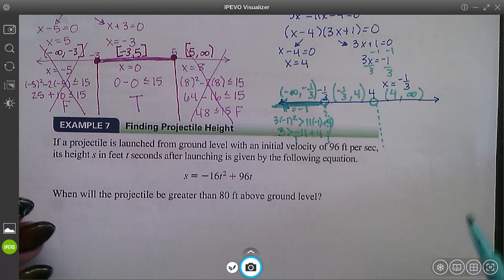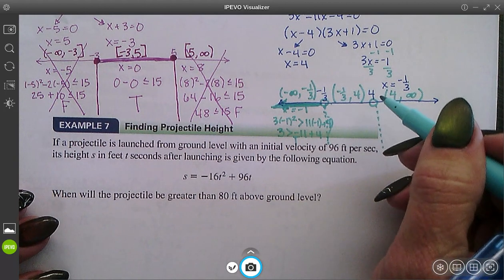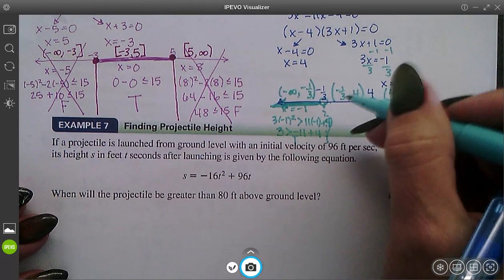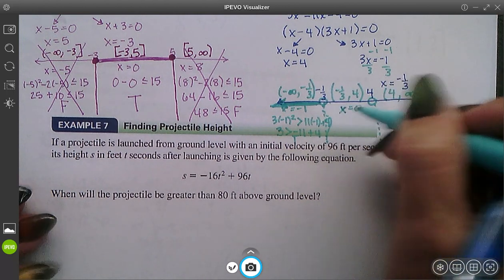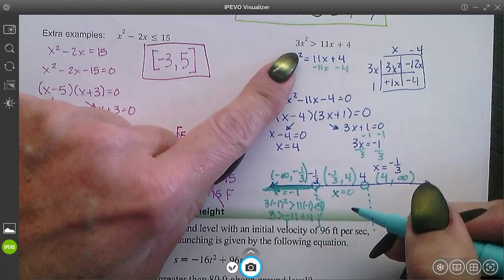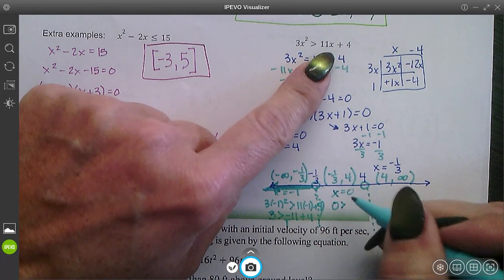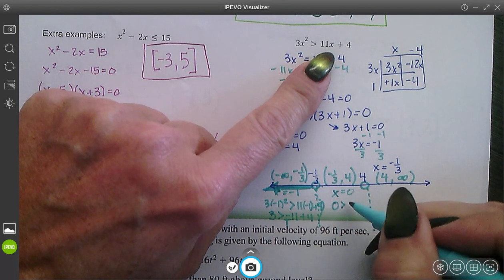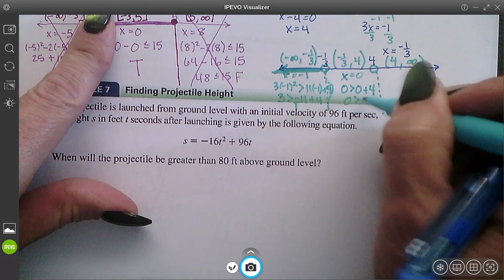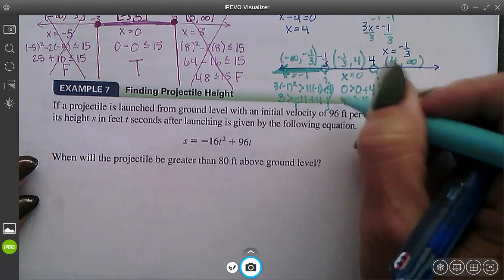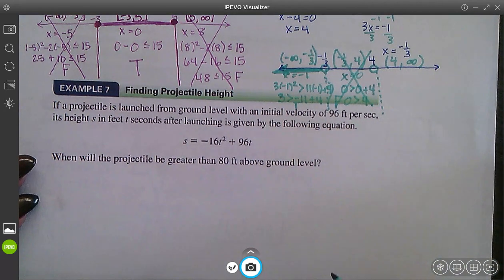Then I'm going to pick a value between negative 1/3 and positive 4. I like to pick 0. So if x is 0, then the left side, 3 times x squared, would be 0. And the right side would be 11 times x, 11 times 0, which is 0, plus 4. So that says 0 is greater than 4. That is false. So this section is no good.